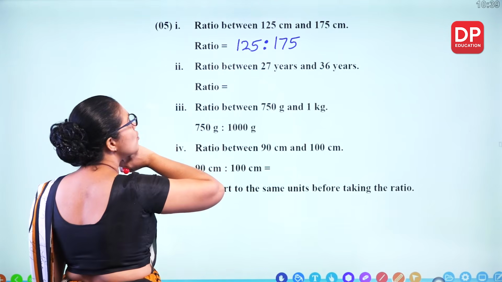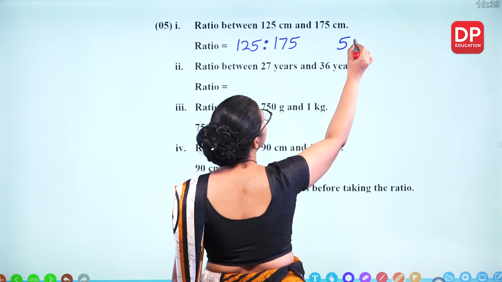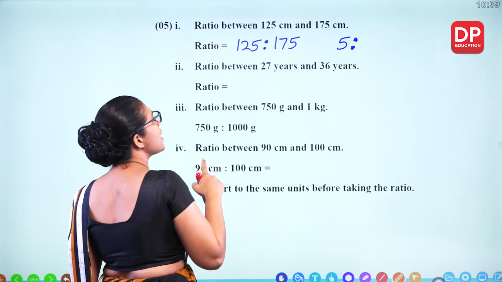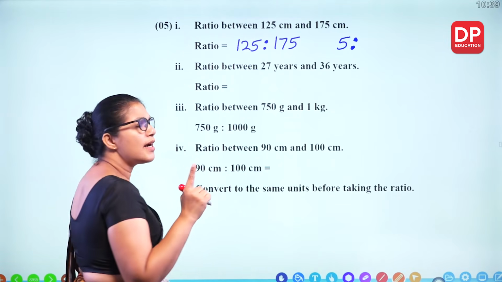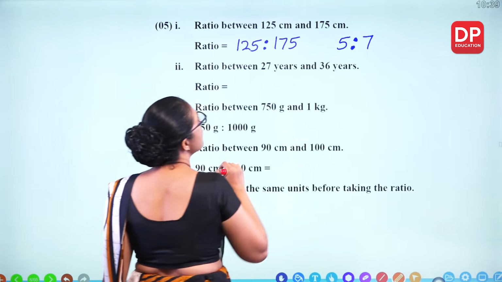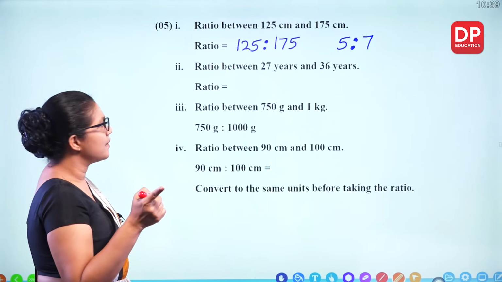Divide both sides by 25. You get 25 times 5, that's 125. So 25 times 7. 4 is 100, 3 is 75. 4 plus 3, 7, that's 175. So what's the ratio? 5 to 7.